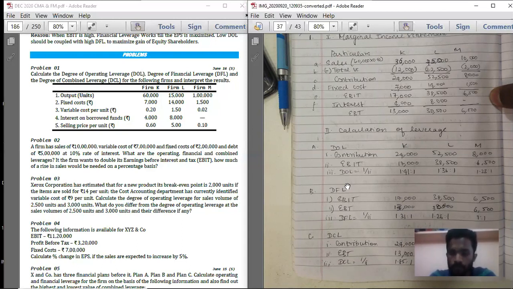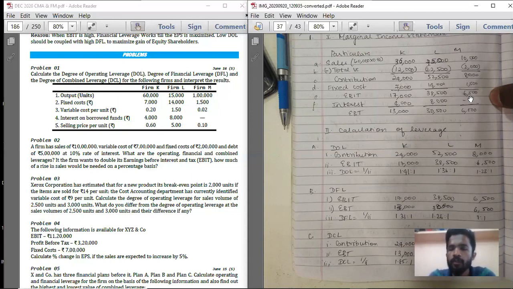Next, leave one line gap. Capital B. Next we should find the degree of financial leverage, DFL, in the particulars column. Below that, small Roman number 1. What is the DFL formula? EBIT divided by EBT. So small Roman number 1, EBIT. Just copy the EBIT: 17,000, 38,500 and 6,500. Below that, small Roman number 2, EBT.